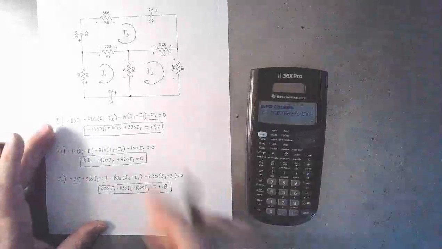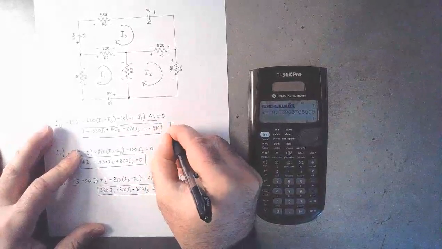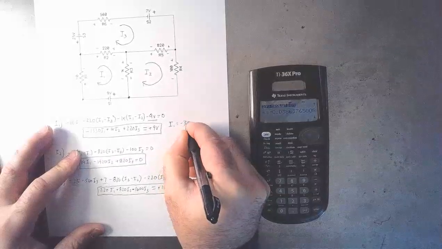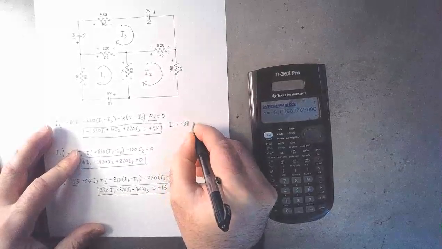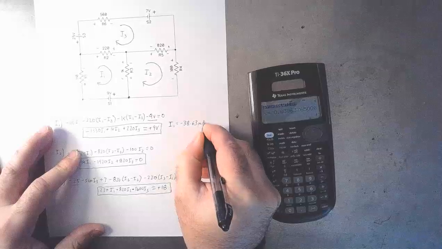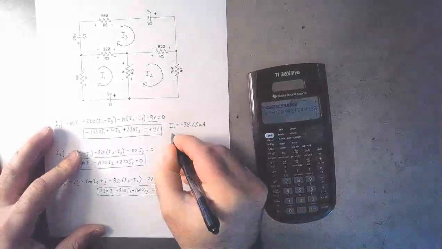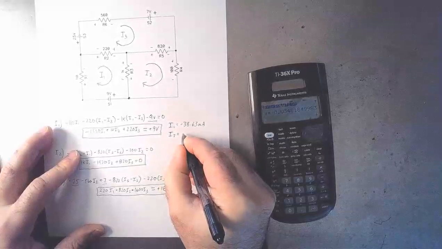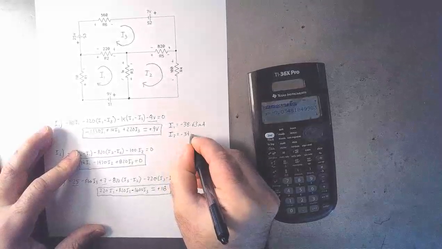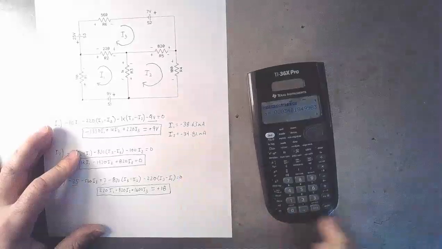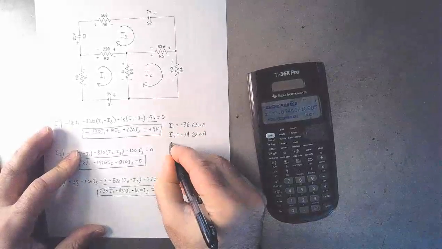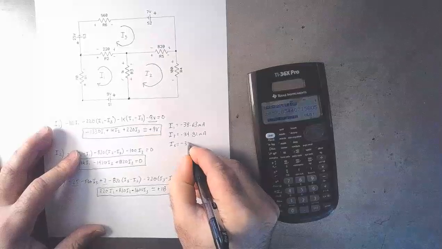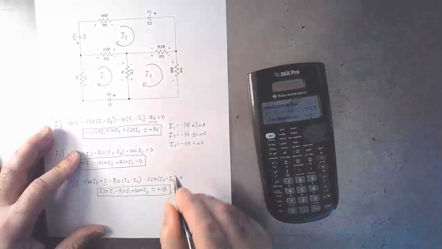Okay, so this is what my result is telling me. It's saying I1 equals minus 38.63 milliamps. I2 is 34.81, so minus 34.81 milliamps. And I3 is minus 34.4 milliamps. So what do these minus signs mean?